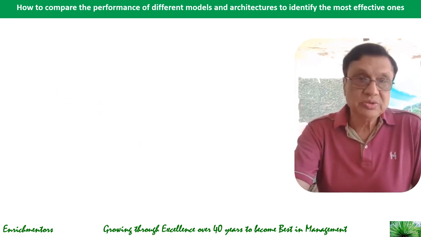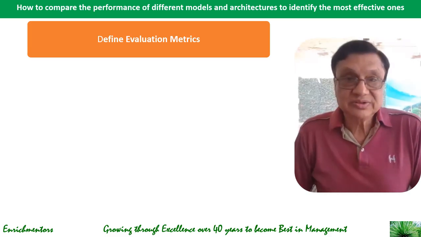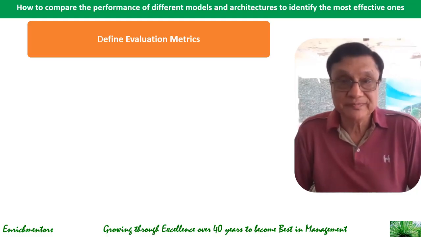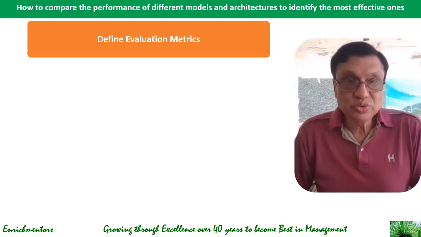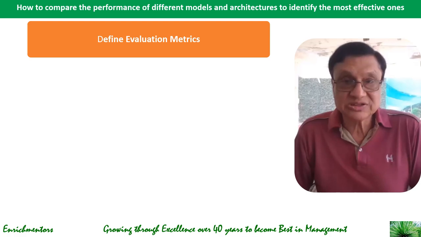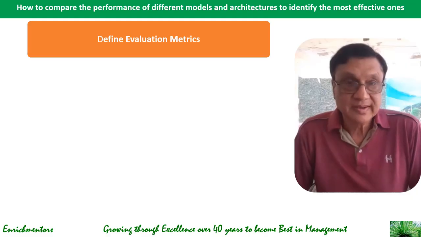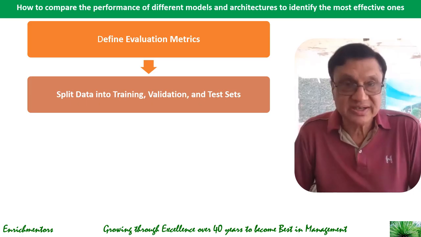What you need to do is to start by defining the evaluation metrics. You define those evaluation metrics that reflect the specific goals and requirements of the problem. For example, accuracy, precision, recall, F1 score for classification tasks, or mean squared error or R squared for regression tasks. Then you choose the evaluation metrics that capture the aspects of model performance that are most important for your application, right? Then you split the data into training, validation, and test sets.